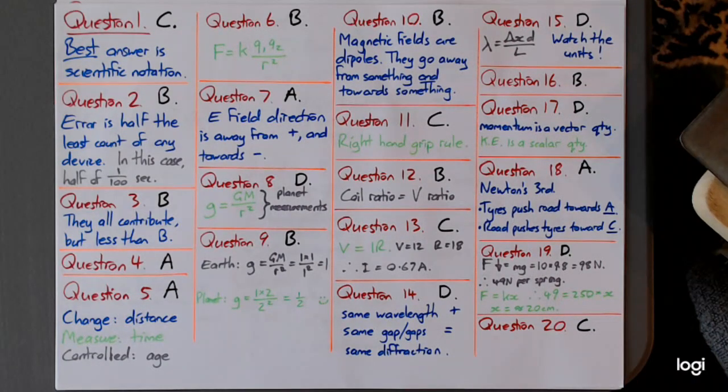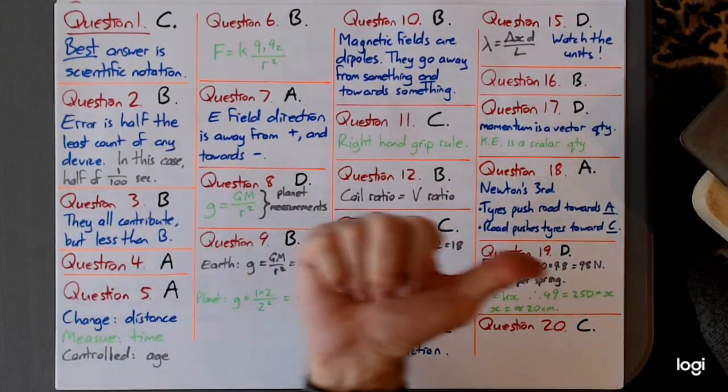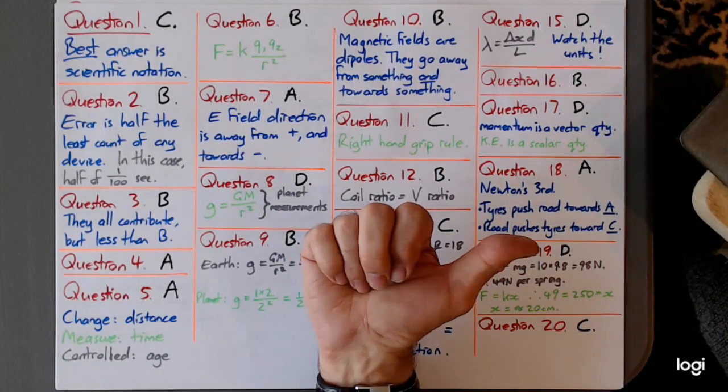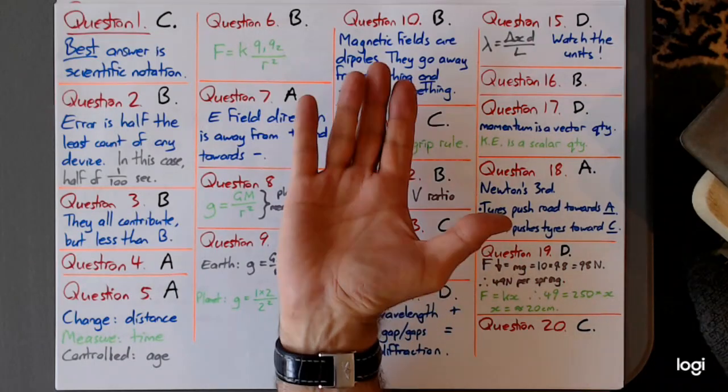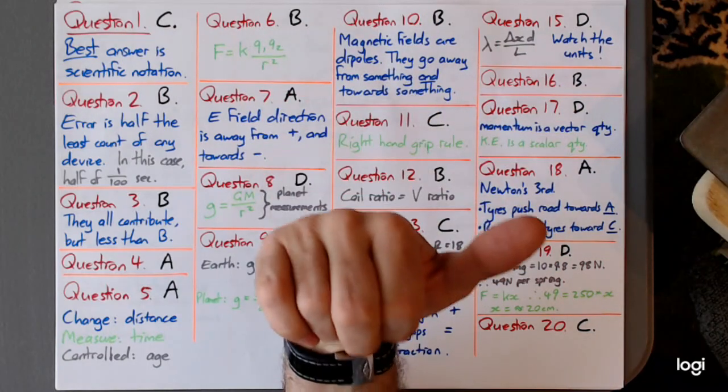Question 11 is just checking whether you know the right-hand grip rule. They've given you a wire going that way, and they're asking you to describe the magnetic field around that wire, and of course it does this, right? It comes out of the page above and into the page below.